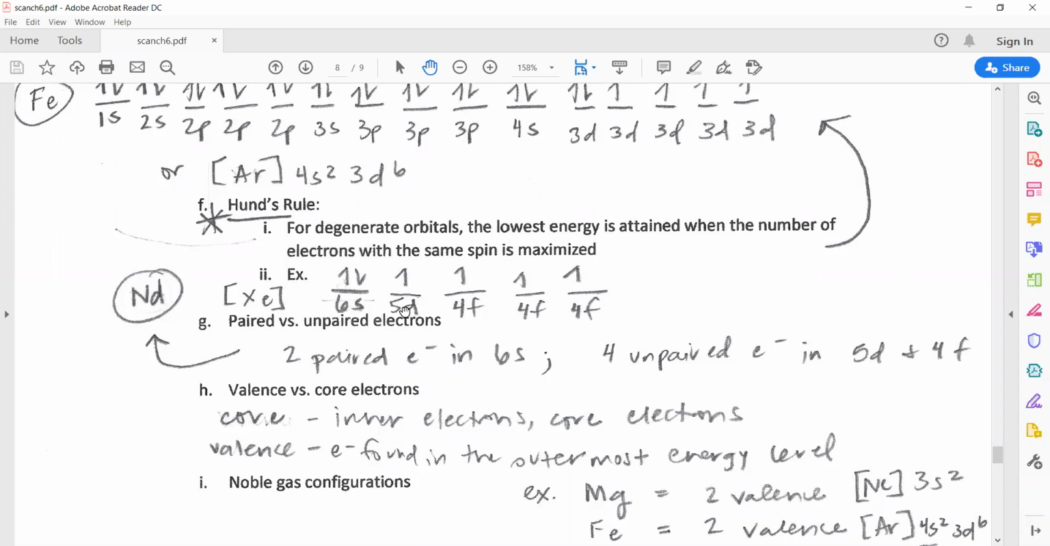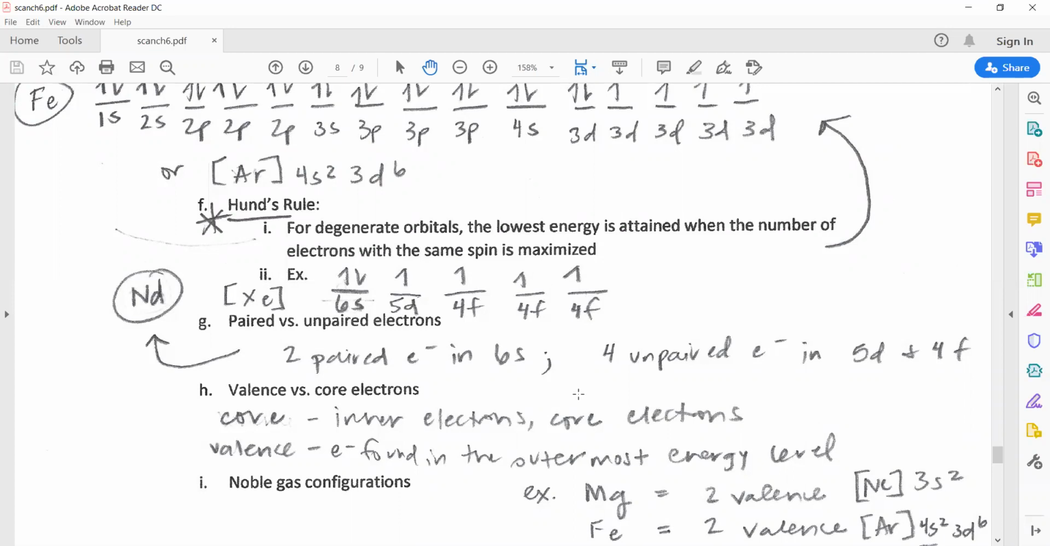But 1 electron in the 5d, and then the 4f's are important here. There are a total of 7 4f orbitals available. I could have drawn all 7, but I only had 3 electrons to place. So Hund's rule tells me place them one at a time, all in the same spin, up, up, up, and I would not come back and fill those in until all 7 have 1 electron. So that's really important, is the Hund's rule.